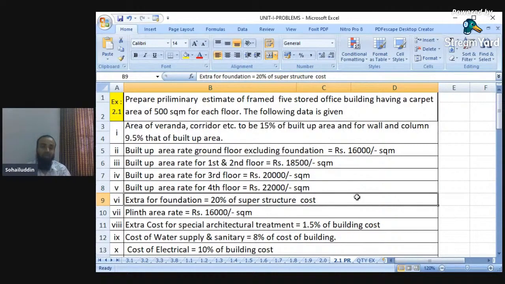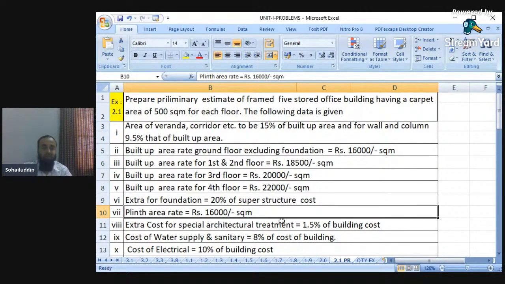So 80% will be taken, but 20% of that amount will be taken by the foundations, which is not seen. This foundation cost we cannot see, and in the starting stage we will see, but afterwards that excavated material will not be seen. This 20% of cost will be taken by this total building structure. The plinth area rate is nothing but, again this is nothing but the confusion. If it is not given, then we can take this 16,000 as same.